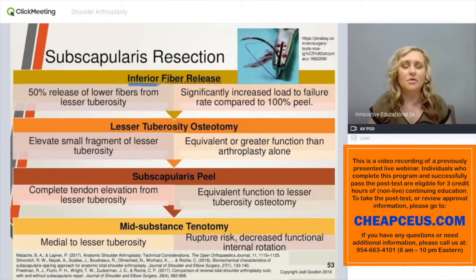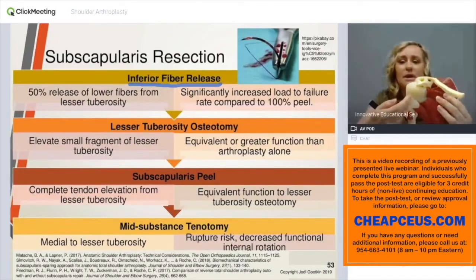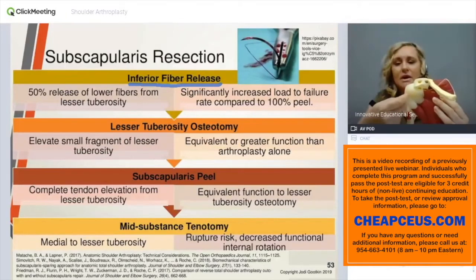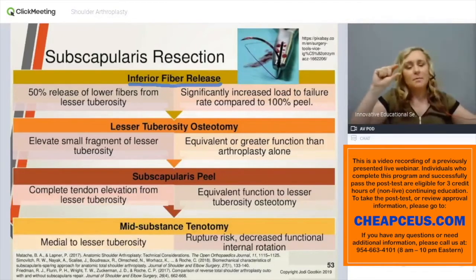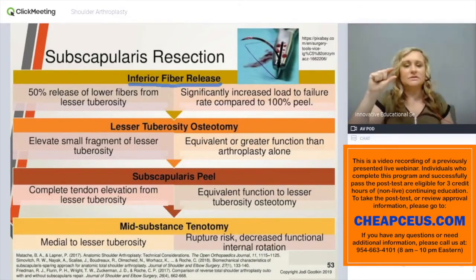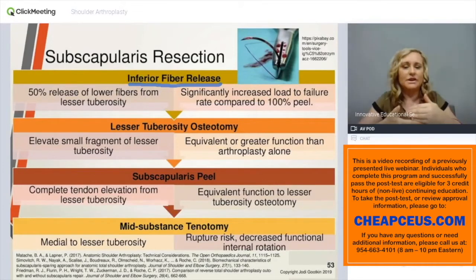The inferior fiber release is one procedure that they may utilize, where they'll come in and they'll resect out the lower portion of the subscapularis. They found, remember I said it's a biphasic muscle, that upper footprint, upper fibers of the muscle tend to be a little thicker and wider. So if they can peel off the bottom ones and move it out of the way, they can gain access to the joint and then reattach it.